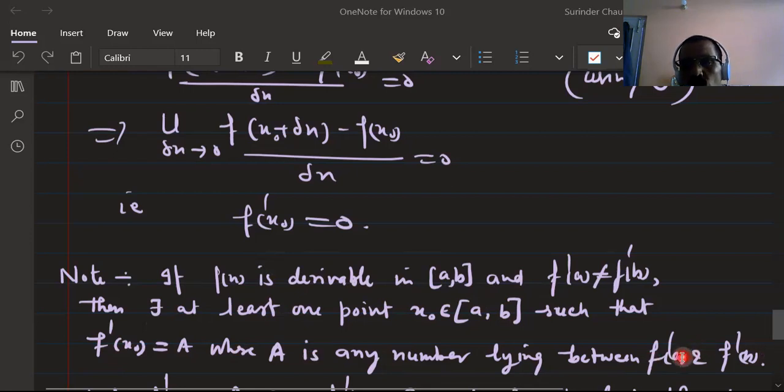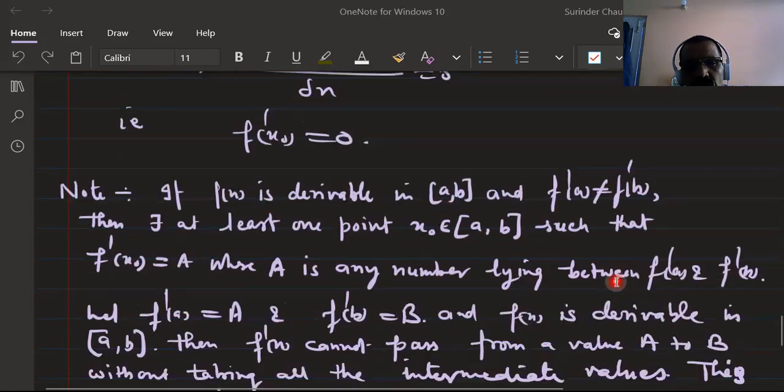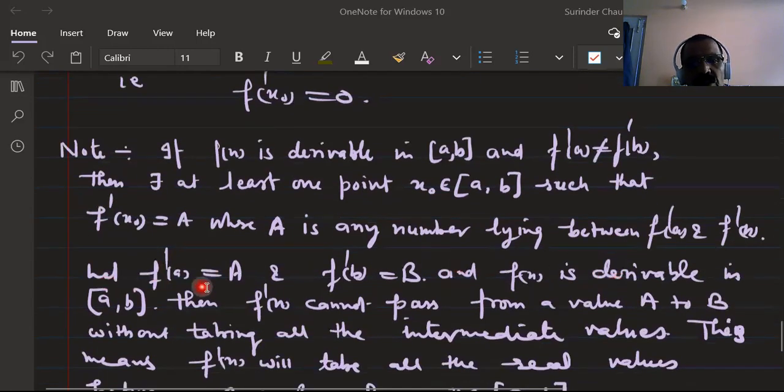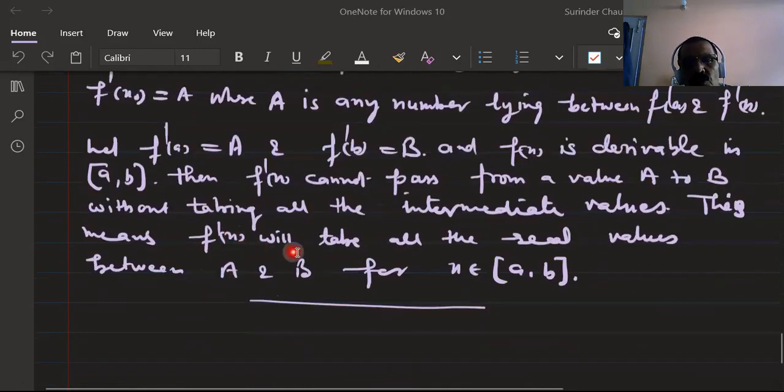If you take x from this closed interval, we have all the real numbers between f dash a and f dash b. If f dash a goes to f dash b, and f is derivable in the closed interval, then f dash cannot pass from one value to another without taking all the intermediate values. This means that f dash will take all the real values between a and b.